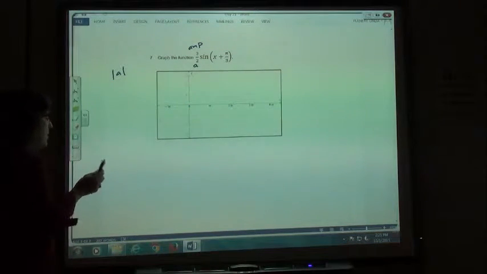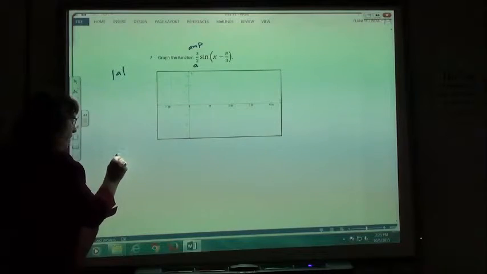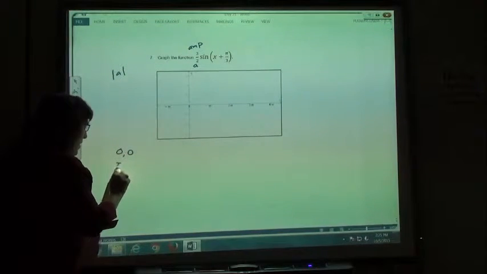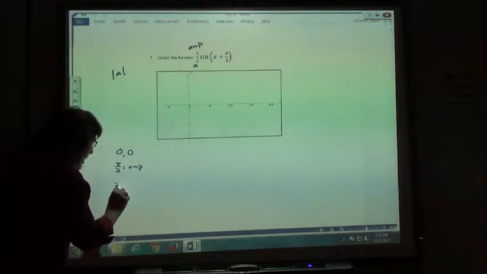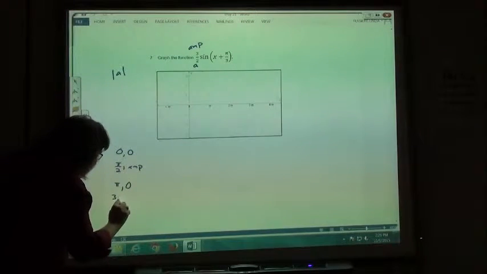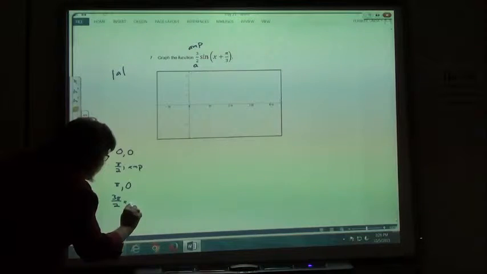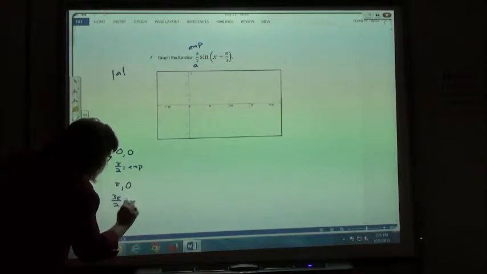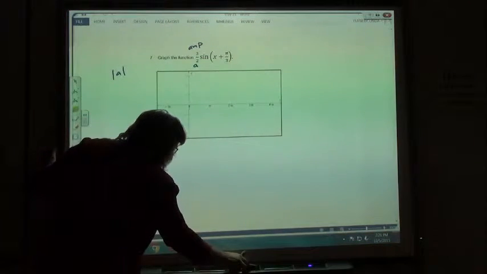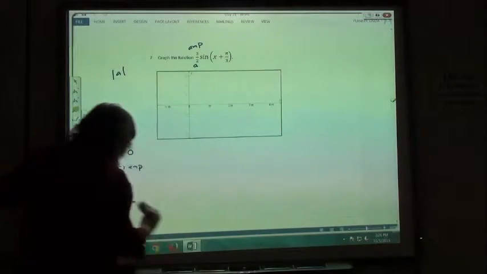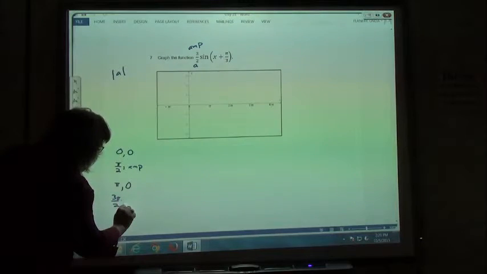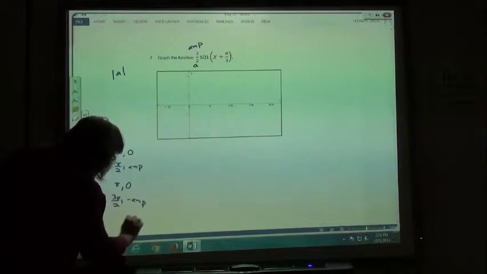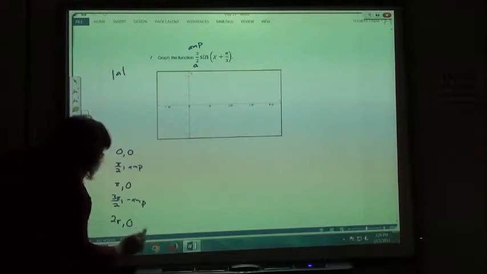But keeping in mind my normal sine curve, 0 is at 0, pi over 2 is at your amplitude, pi is at 0, 3 pi over 2 is at, actually, the opposite of your amplitude. Let me write that. Minus your amplitude, and 2 pi is at 0.